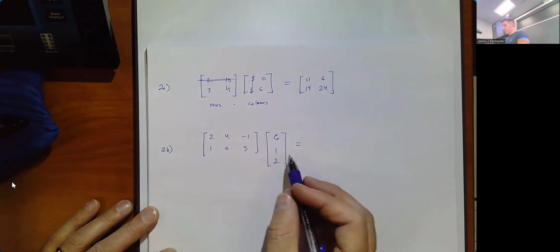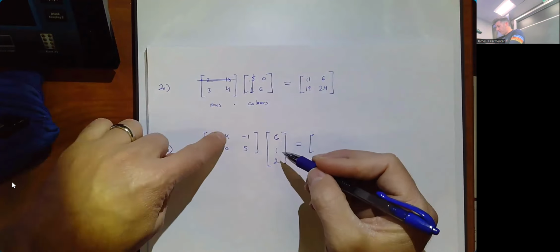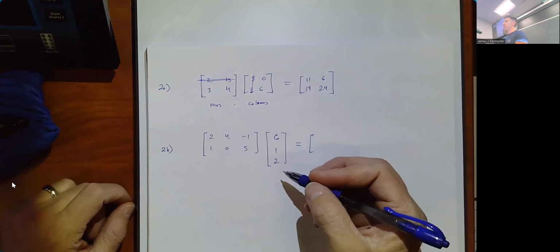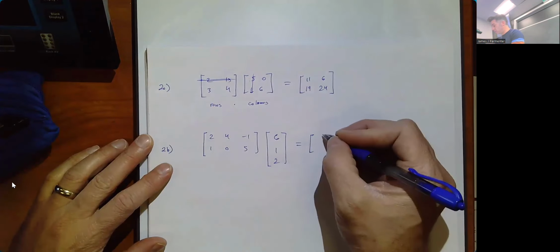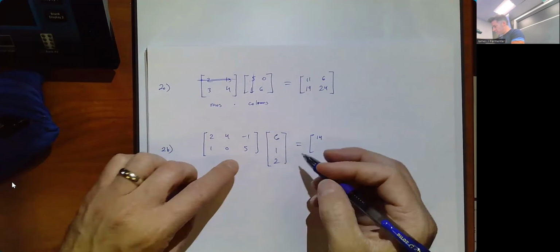Same deal down here. Row 1 with column 1 is going to give me 12 plus 4 plus minus 2. So 12 plus 4 is 16, minus 2 is 14. And then 6 plus 0 plus 10.